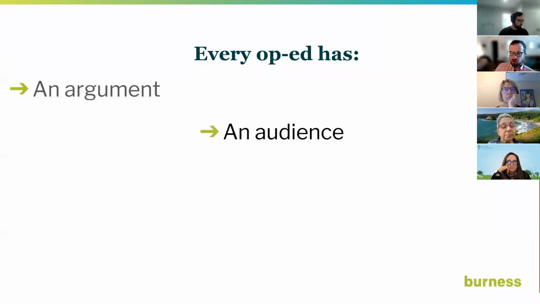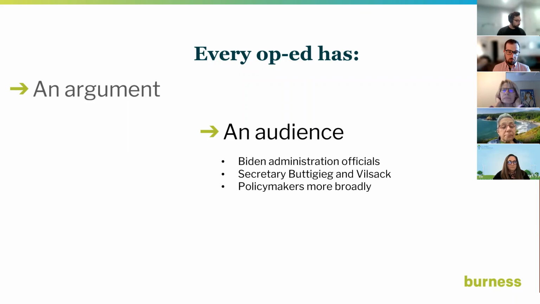The next question is, who's my audience? Who do I want to read this? Who is it really important actually sees it? Not the world, not the general public, but really who specifically. And so in this case, we would say, okay, the officials in the Biden administration, it's Secretary Buttigieg and Vilsack. At the time, I think they had just been nominated. And policymakers more broadly, because we're holding these up as examples.